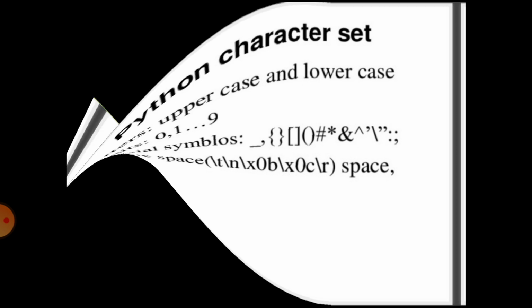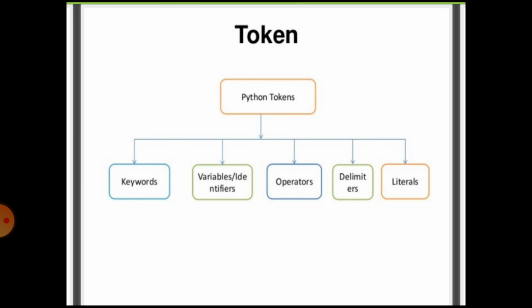Now the next topic is token. Token is very important because if you are writing any program in Python, without tokens we cannot write the program. So I'm giving a definition of token. Tokens are the smallest individual unit of a program. You can say tokens are the lexical units of a program. There are the following tokens in Python. The first one is keywords, the second one is identifiers or variables, the next one is operators, the next one is delimiters, or you can say punctuators, and the last one is literals.